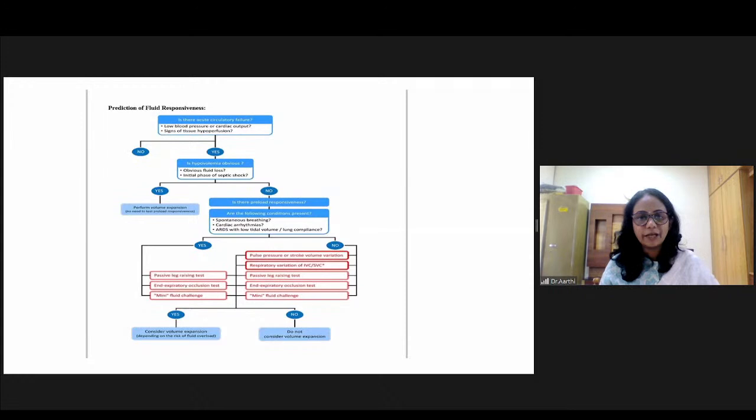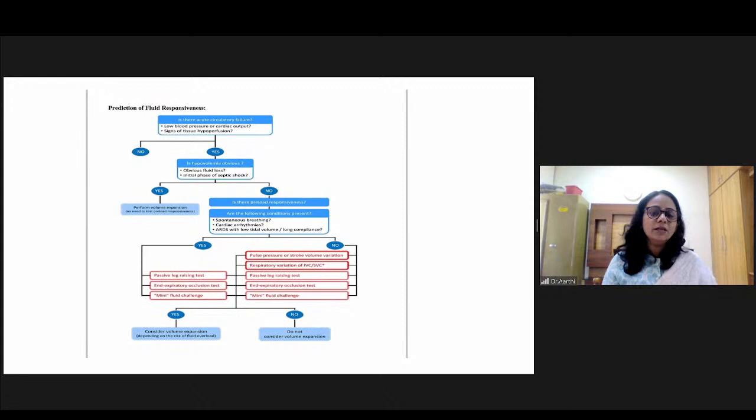And when we are unable to judge whether there is fluid loss or volume loss, or there is a shock state with systemic vasodilatation, then we need to assess the clinical picture of the patient: is the patient spontaneously breathing, does the patient have any cardiac arrhythmias, or are we using low tidal volume ventilation? If no, then we can assess the pulse pressure or stroke volume variation using arterial monitors like FloTrac, and respiratory variations of the IVC and SVC can be assessed using echo, and all other parameters like passive leg raise, expiratory occlusion tests and mini fluid challenges can be utilized in those scenarios.